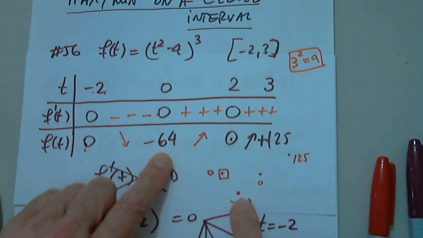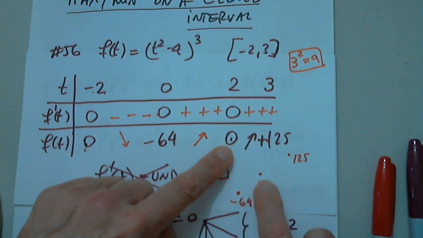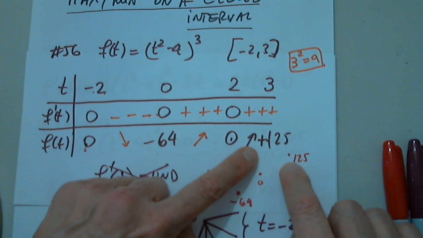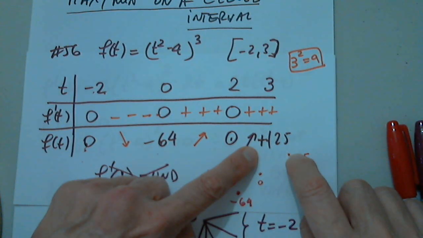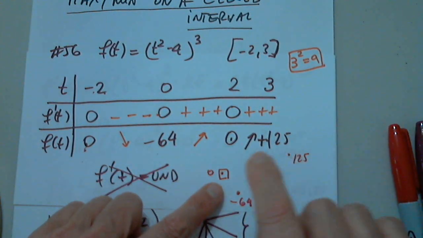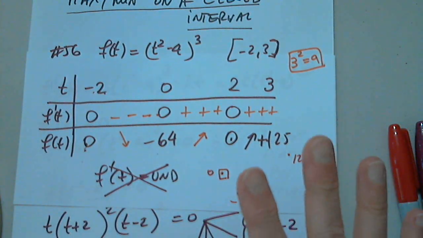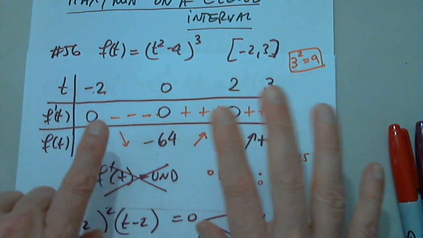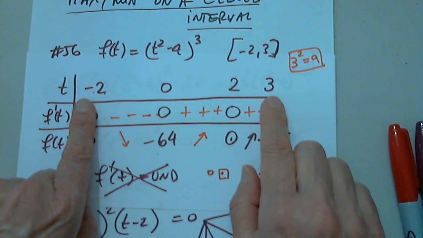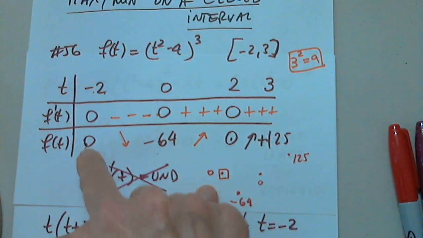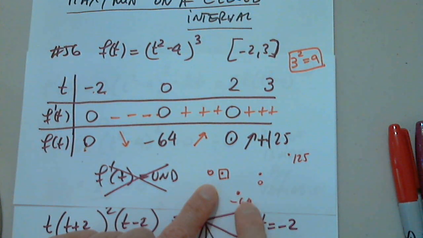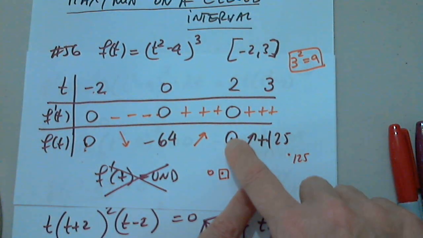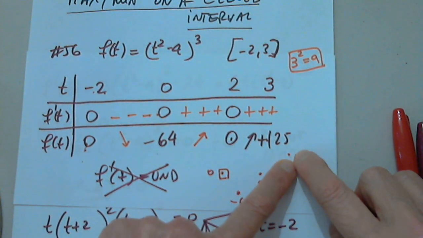Down to -64, up to 0, up to 125. So firstly, relative minimum? Careful. It's the end point. Keep that in mind. You can never say relative because it's at the end point, right? Okay. So from 0 down to -64, up to 0, up to 125.